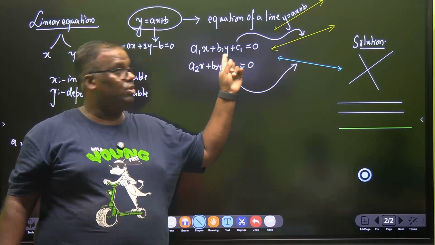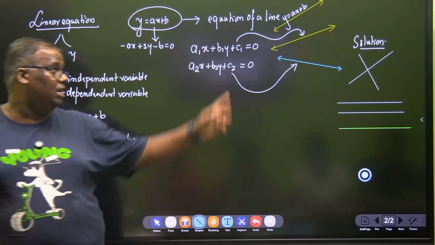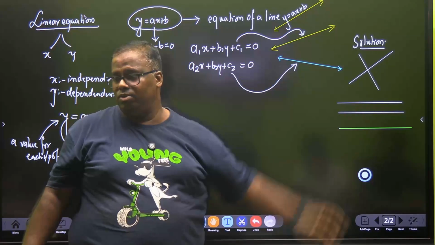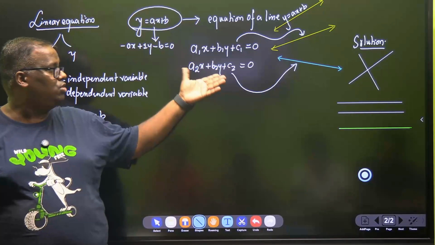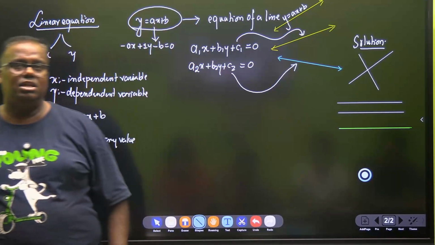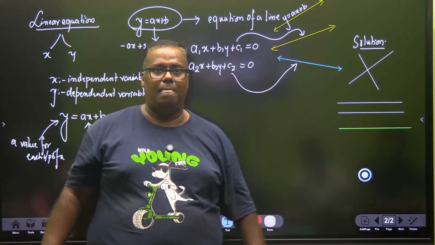So if this is one linear equation, where a1 and b1 are the coefficients of what? x and y. c1 is the constant term, understood? So this will represent one line, which is the yellow line. And this equation is going to represent another line, which is the blue line. Two lines can show how many types of behavior? The two lines can intersect each other, possible.